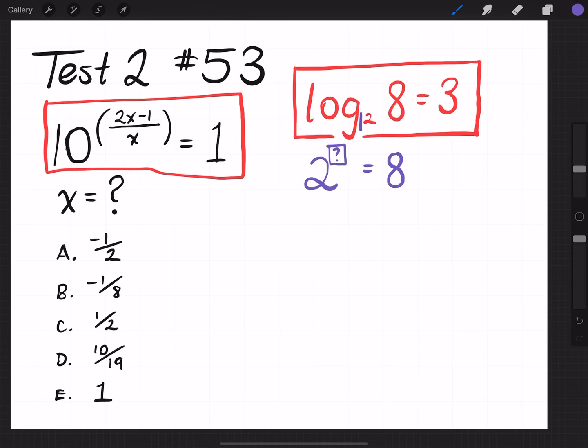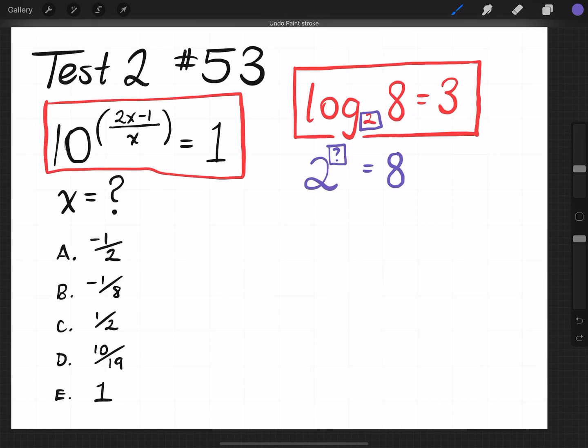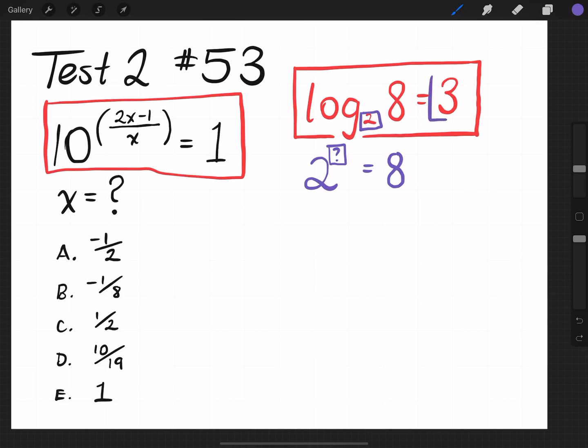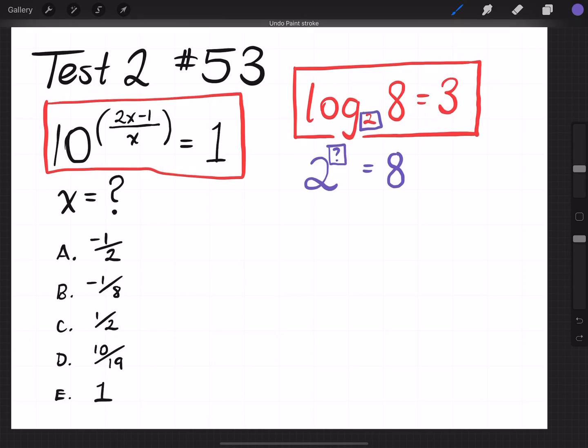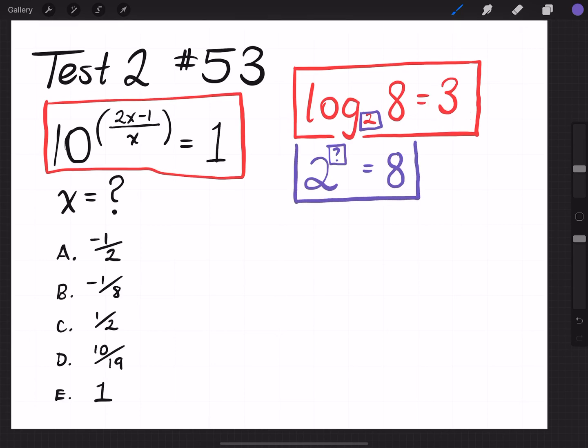So you're basically saying, okay, 2 to the power of, and there's the 8. Let me start that again. So you usually write it like this: 2 to the power of what now equals 8.